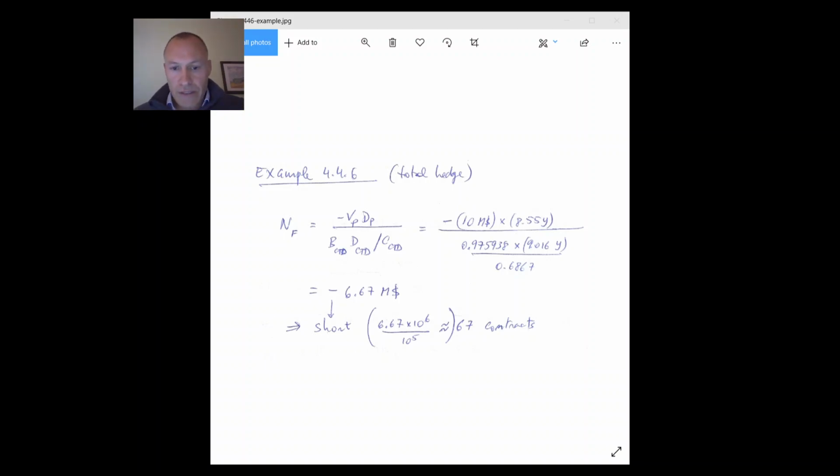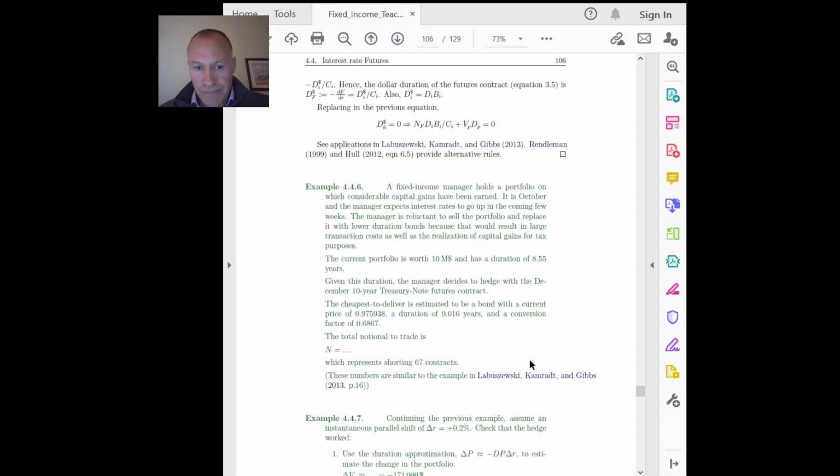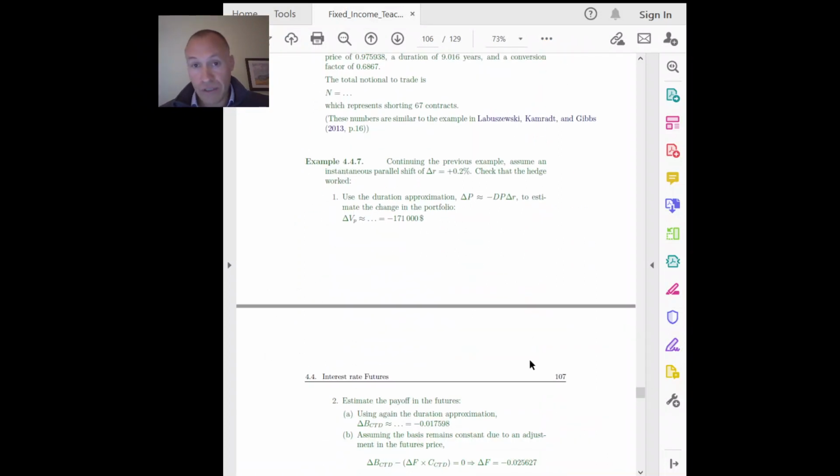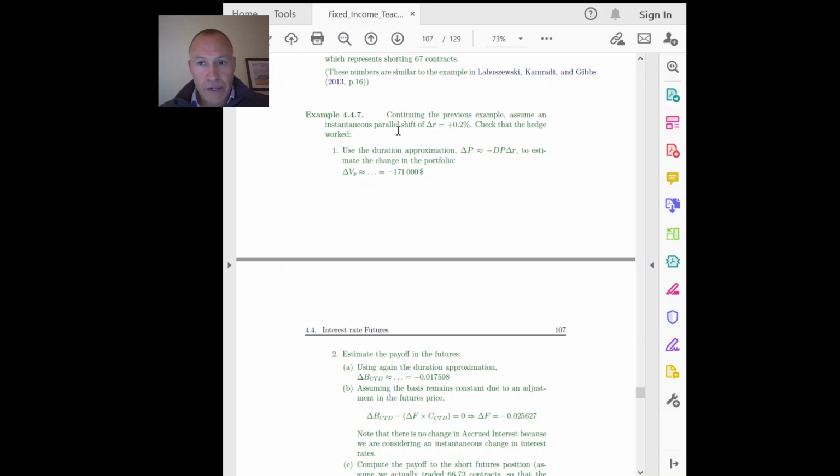So let's see that this does indeed work, and under what conditions does it work? Okay. So the scenario is the following. Let's assume that we have an instantaneous parallel shift of 0.2%, an increase in rates. Okay, this was the bad scenario that the manager was worried about, interest rates going up, and that's exactly what happened. So if everything works as intended, the loss in the underlying bond portfolio should be compensated by a gain in the derivative. Okay, that's the perfect hedge. So let's see if that is the case.